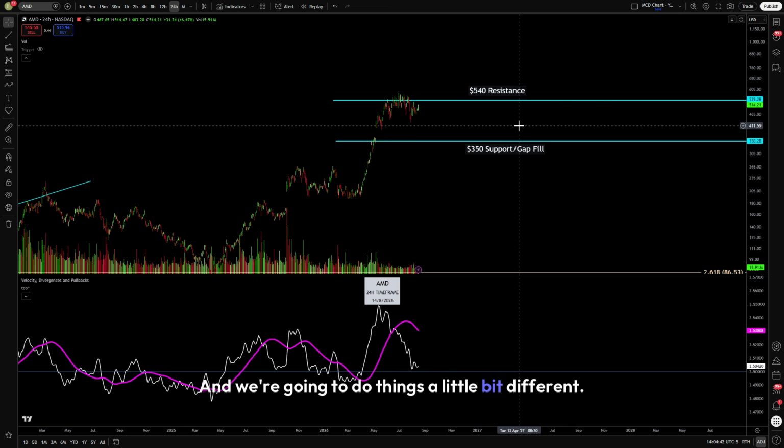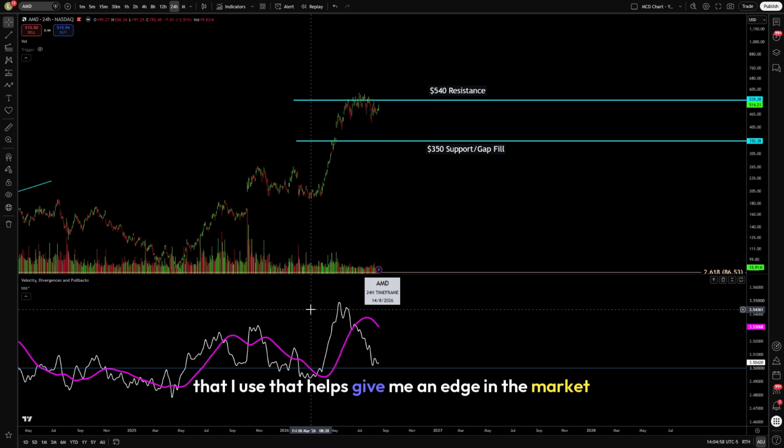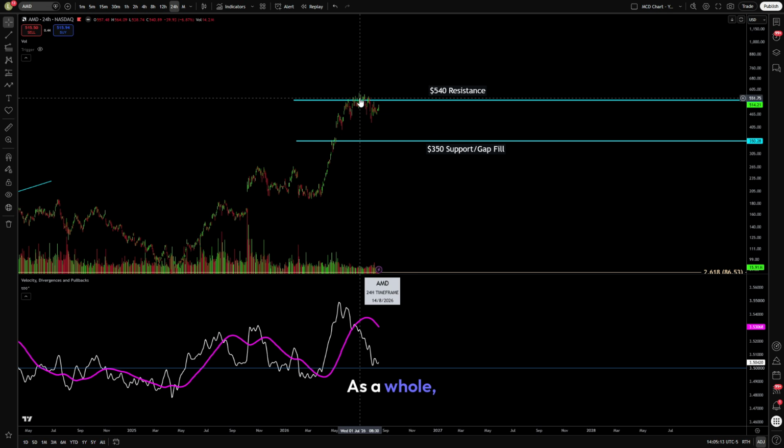And we're going to do things a little bit different. We don't talk about fundamentals here on this channel. For those of you that are new, we actually look at the stock with velocity analysis. On the bottom here is an indicator that I use that helps give me an edge in the market and also helps tell me what the price is doing under the surface. It exposes how fast some of those moves are. When you look at the price as a whole, you don't quite see how fast it's moving. And there are a couple of other nuances with AMD, so you're going to want to stay tuned here.